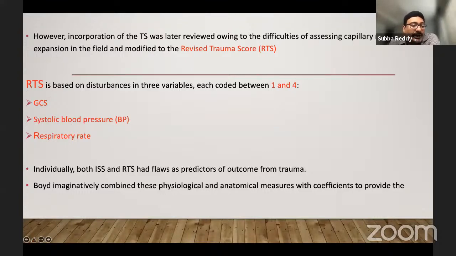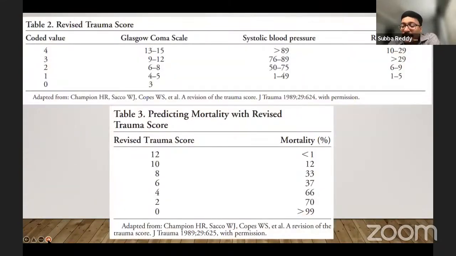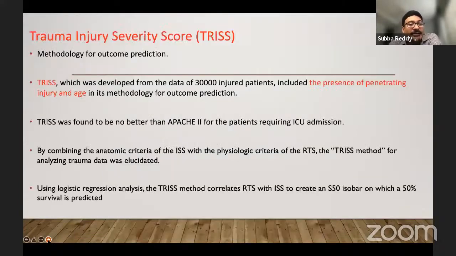So they have taken both the ISS and the RTS, that is the revised trauma score, to predict the mortality in a trauma patient. So when you get a trauma patient to your ICU or the emergency, you need to monitor the revised trauma score or injury severity score or abbreviated injury severity score in your case sheet. That is very, very important because all these cases are medico-legal cases, and you need to write these scoring systems, predict the mortality, and explain to the attendants.